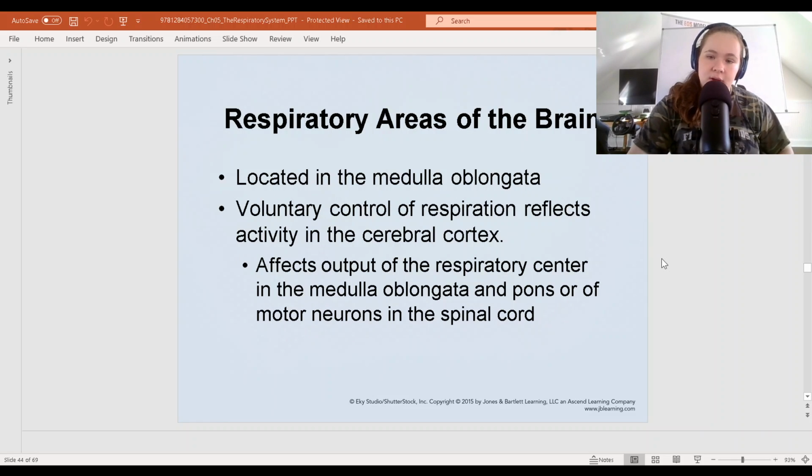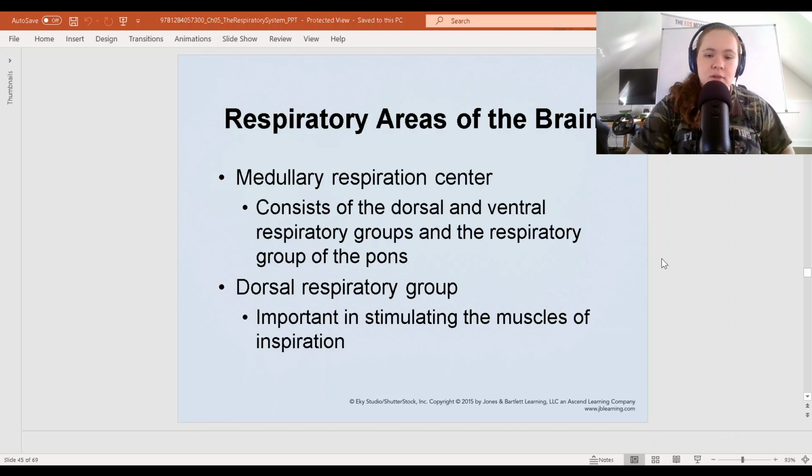There are respiratory areas of the brain located in the medulla oblongata. Voluntary control of respiration reflects activity in the cerebral cortex, which affects output of the respiratory center in the medulla oblongata or pons, or of the motor neurons in the spinal cord. The medullary respiration center consists of the dorsal and ventral respiratory groups and the respiratory group of the pons.